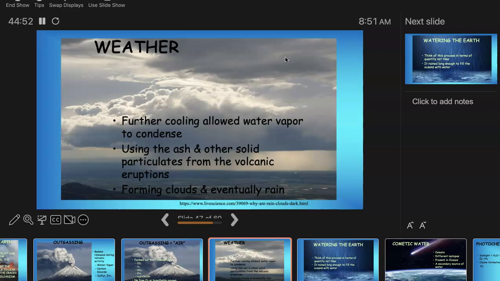Just like nowadays, that water vapor rises up. We haven't talked about the water cycle in this class yet, but you've heard it before. All right. The water vapor higher up in the atmosphere cools off. When it cools off, it changes from vapor to liquid.